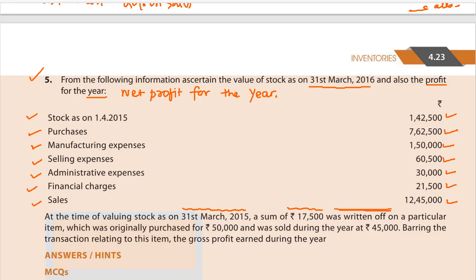So a sum of 17,500 is written off on a particular item which was originally purchased for 50,000. So original purchase was 50,000. The written down value is 50,000 minus 17,500, and sold during the year is 45,000. That product which was having written down value of 32,500 sold for 45,000. Bearing the transaction relating to this, the gross profit earned during the year. Okay, so let us calculate this.